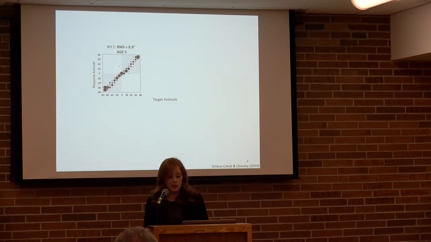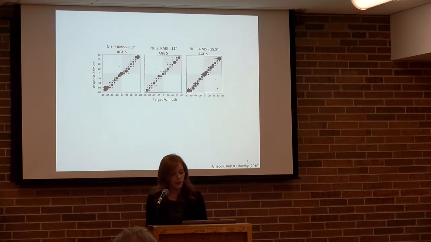The RMS, which is in bold at the top and which Rachel went over in her presentation, stands for the root mean square error, and that's the average number of degrees the child's response is from the target. On average, this child's responses were 8.9 degrees from the target. They also found in this study that other normal hearing children were able to localize with that same linear pattern.